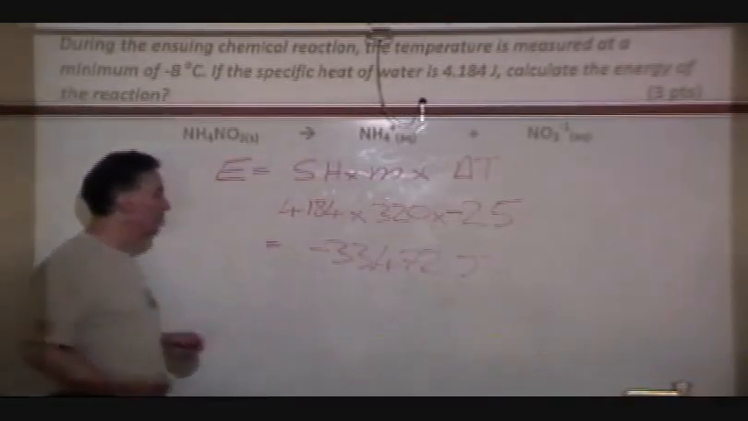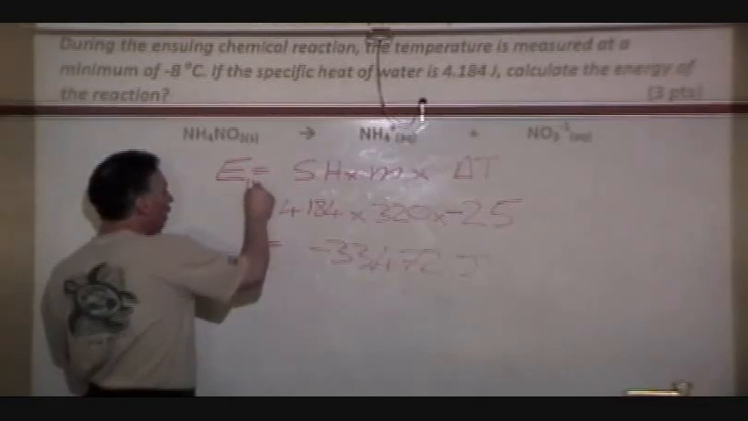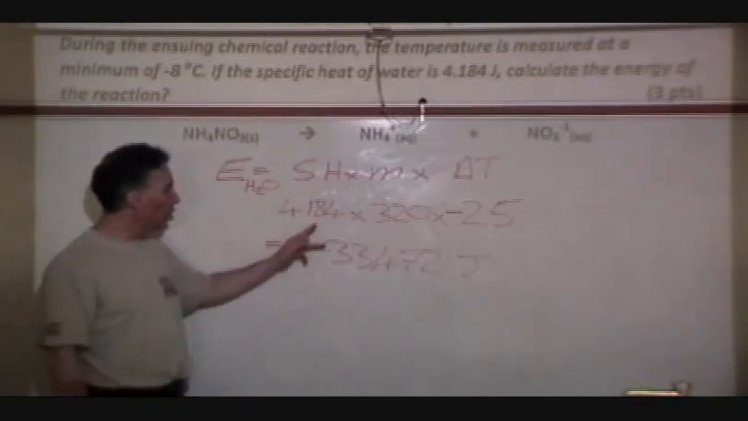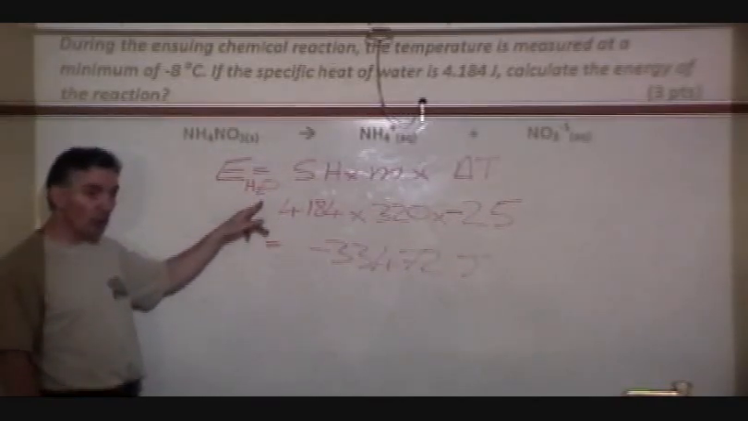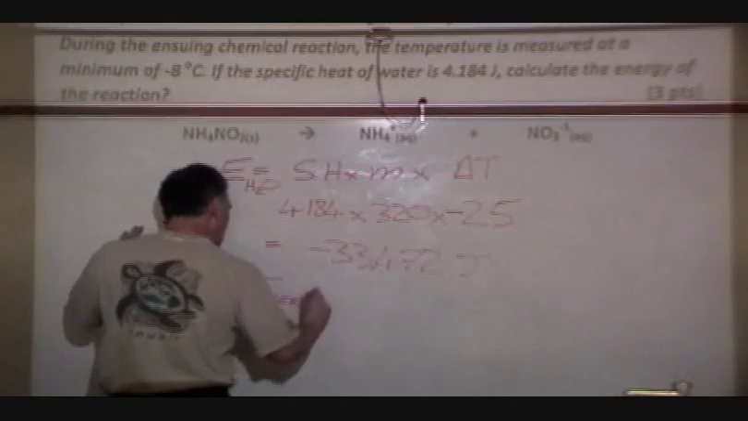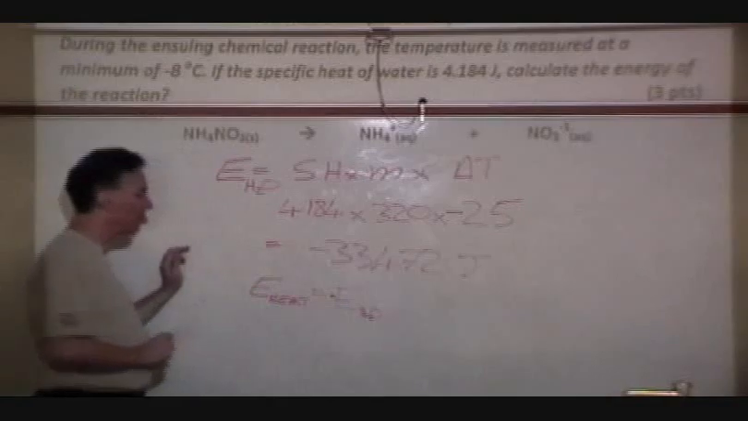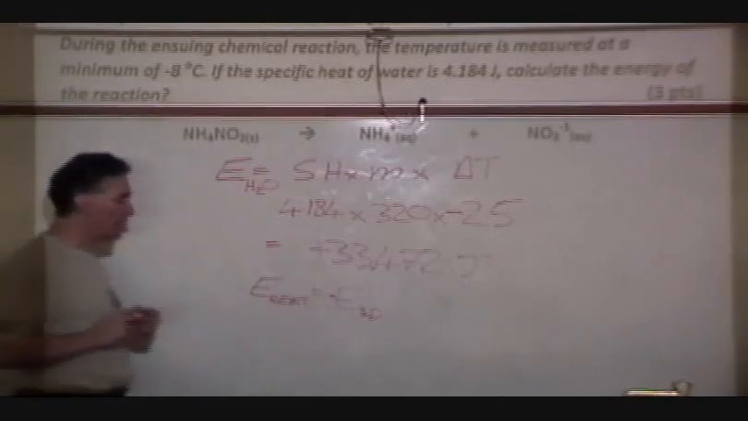And this is minus 33,472 joules. And what's this energy for? It's the energy of the water. We've taken the specific heat of water, the mass of water, and the change in temperature for the water. So it must be an energy change for water. And we said that the energy of the reaction was related to the energy of the water by being equal or opposite. So that's the energy of the water. The energy of the reaction was plus 33,472 joules.